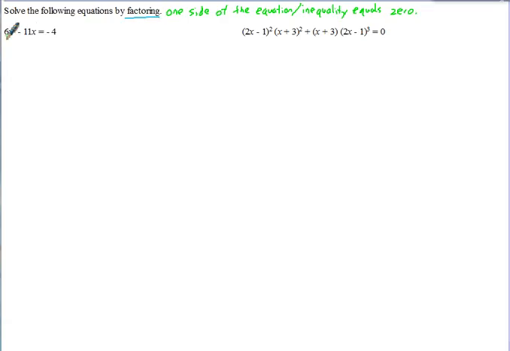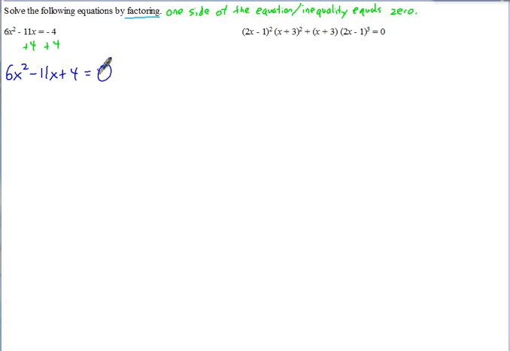So for instance, if we just tried to factor the 6x squared minus 11x and took out an x, you'd be left with 6x minus 11. It's not helpful because it's equal to -4, and there's an infinite number of different things that multiply to be -4. However, if we get it equal to 0 first, by adding the 4, then we'll have 6x squared minus 11x plus 4 equals 0. So now we've got the right side equal to 0 here.